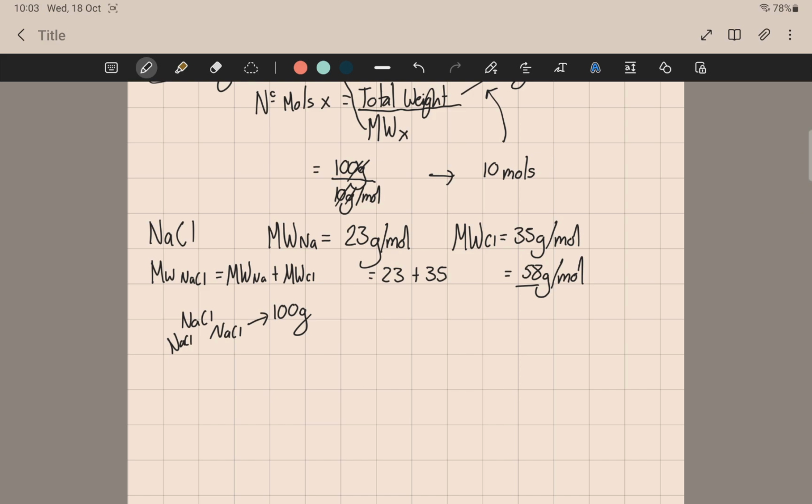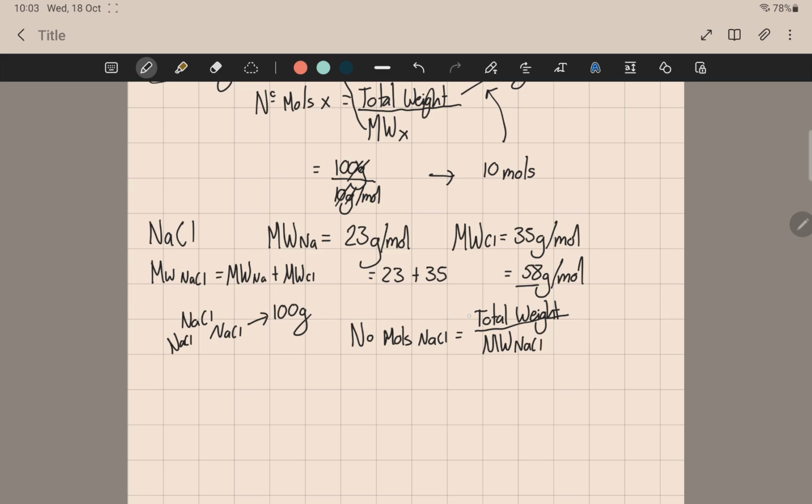All right, so hopefully you know the equation you have to use. I'll give you a couple of seconds. Okay, so it's exactly the same equation we've been using. So our number of moles of sodium chloride is equal to our total weight divided by the molecular weight of sodium chloride.